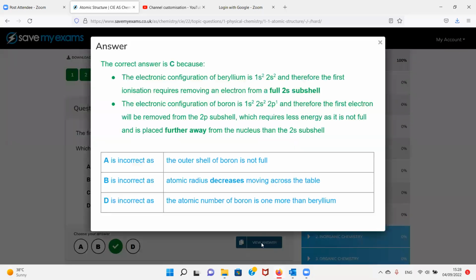So if we look at the electronic configuration here, you will find that in case of beryllium, it has 1s2, 2s2. And in case of boron, it has 1s2, 2s2, 2p1. And this basically gives beryllium a higher sort of stability than boron, and therefore it causes the ionization energy to be higher.